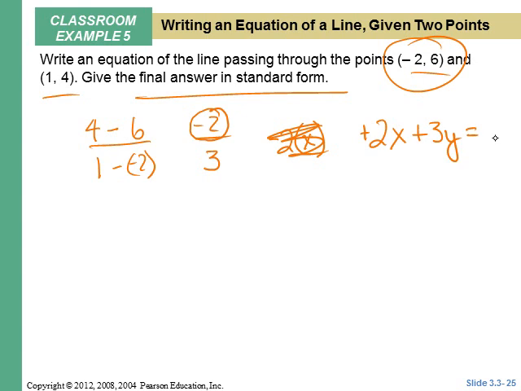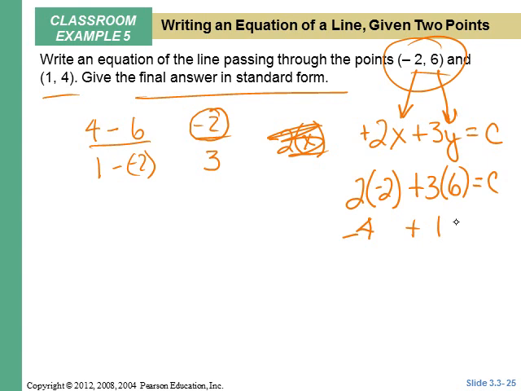And we aren't going to call it b because that's the intercept. We'll call it c. Now, substitute in our x's. We get 2 times negative 2 plus 3 times 6. What do you get? This is negative 4. This is plus 18. And so c is 14. So our equation is 2x plus 3y equals 14.